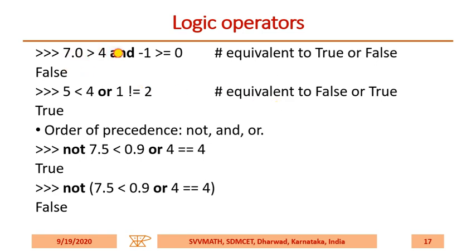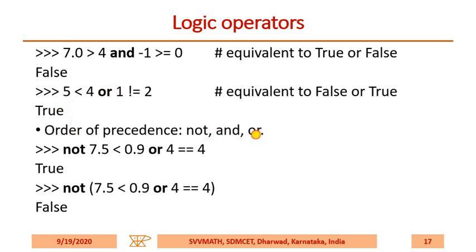7.0 is greater than 4 and minus 1 is greater than 0 is equivalent to true and false. This will be false. Similarly, 5 is less than 4 or 1 is not equal to 2. Yes, this is also true. 5 is actually greater than 4, but it is an OR operation, hence true.